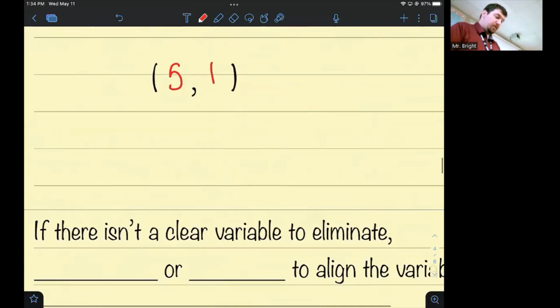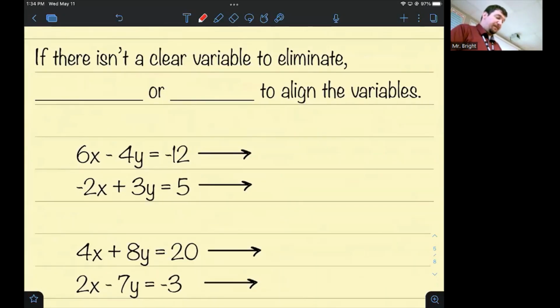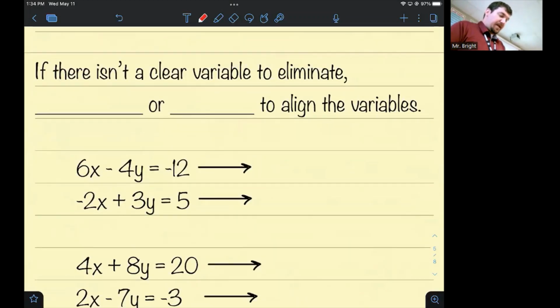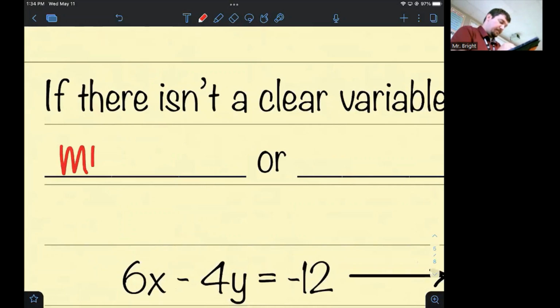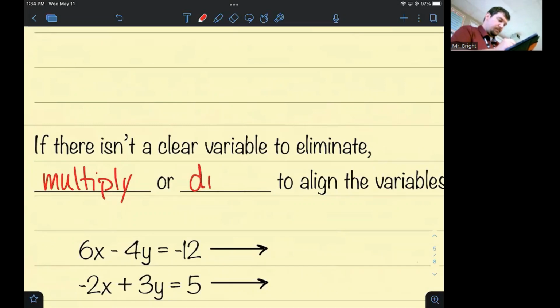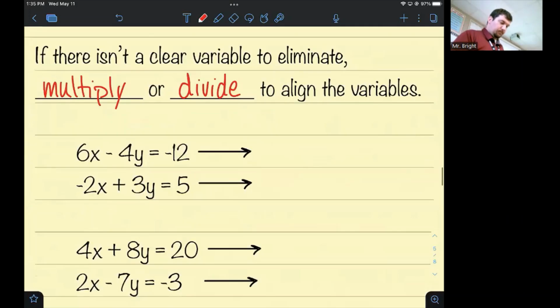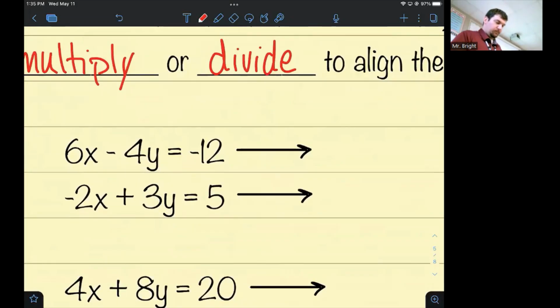Which is a good way to lead us into our next point. If there isn't a clear variable to eliminate, because here I could tell it's definitely the x's I need to eliminate, I just need to make sure one of them is negative so I can add. If you're good at subtracting with negatives, then subtract, I have no problem with that. But if there isn't a clear variable to eliminate, you're going to have to multiply or divide to align the variables.